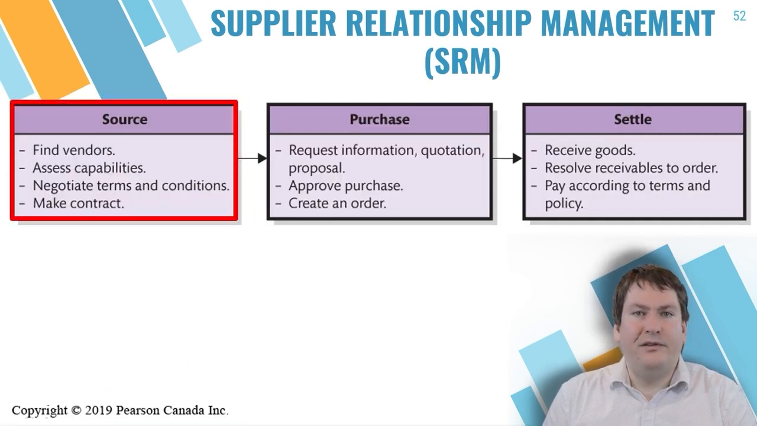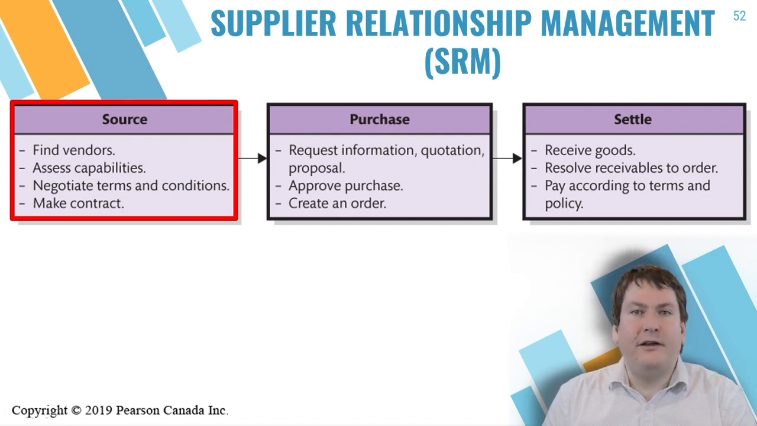So in the sourcing process, an SRM aids in finding vendors, assessing their capabilities, and then negotiating terms and conditions and formalizing them into a contract once a supplier is chosen. SRM systems may connect to a database of suppliers' products to aid with finding a desired good.